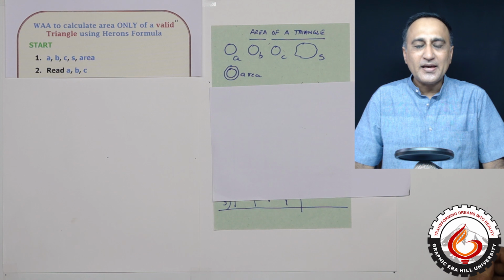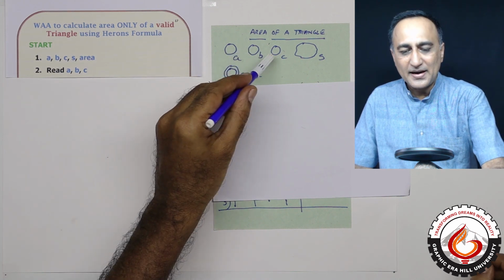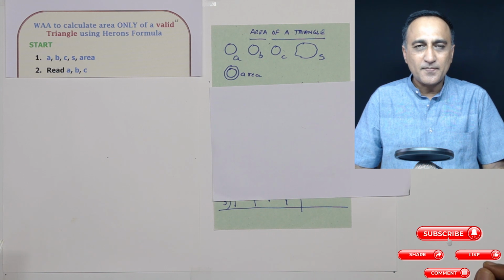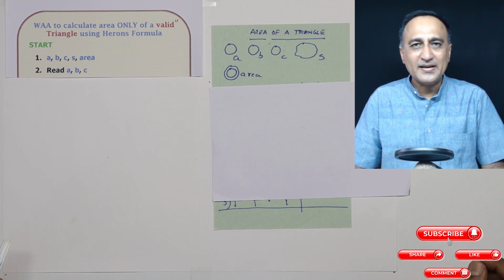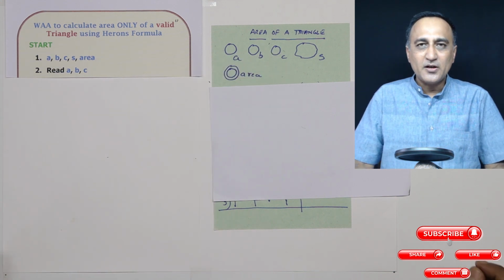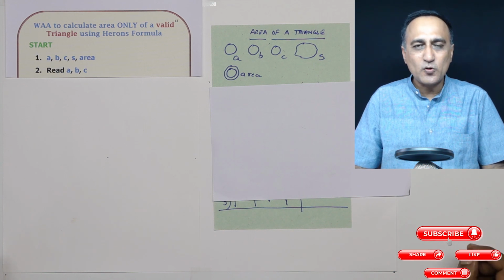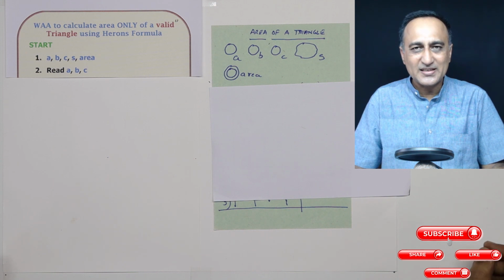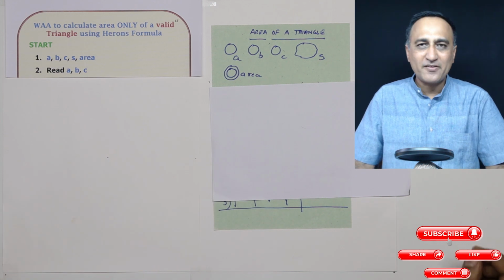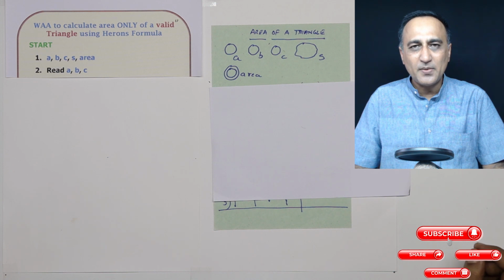So in order to calculate the area of a triangle using Heron's formula, we need to read the three sides of a triangle, namely A, B and C. I shall store the length of the three sides in three memory locations whose names are A, B and C. For those of you who know Heron's formula, area is given by the square root of S into S minus A into S minus B into S minus C. This S stands for half perimeter, which is calculated as A plus B plus C divided by 2.